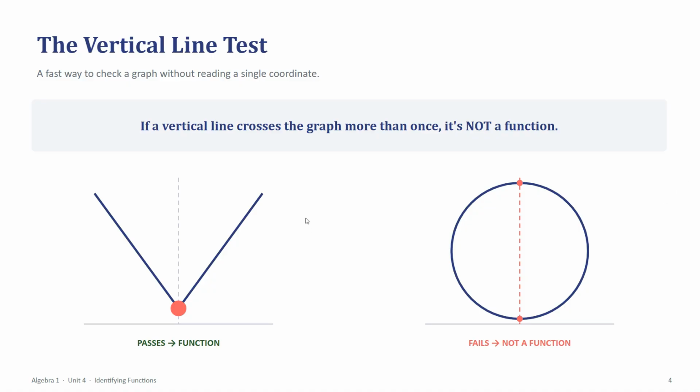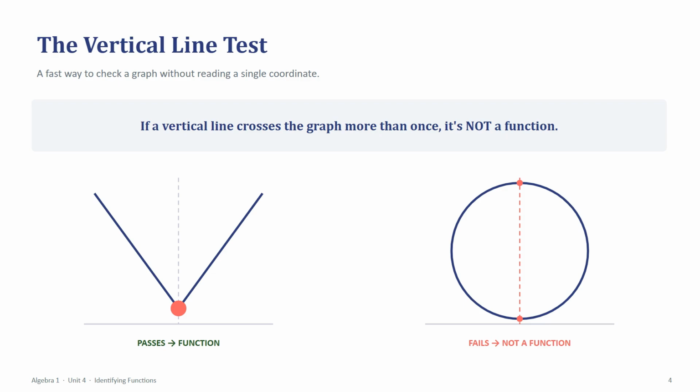The vertical line test is the fastest way to check a graph without reading a single coordinate. If a vertical line crosses the graph more than once, it is not a function.